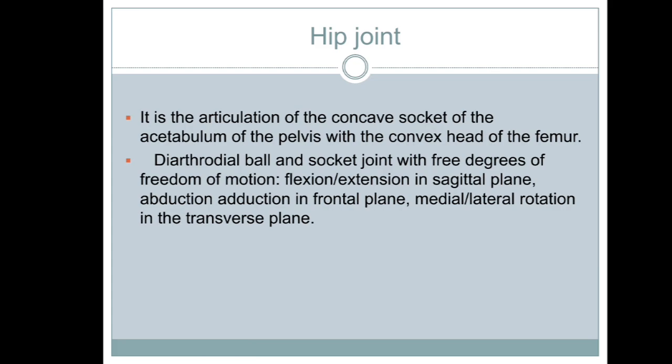So today we'll discuss the hip joint, particularly hip motion. It is the articulation of the concave socket of the acetabulum of the pelvis with the convex head of the femur. It is a diarthrodial ball and socket joint with 3 degrees of freedom: flexion extension in the sagittal plane, abduction adduction in the frontal plane, and medial lateral rotation in the transverse plane.